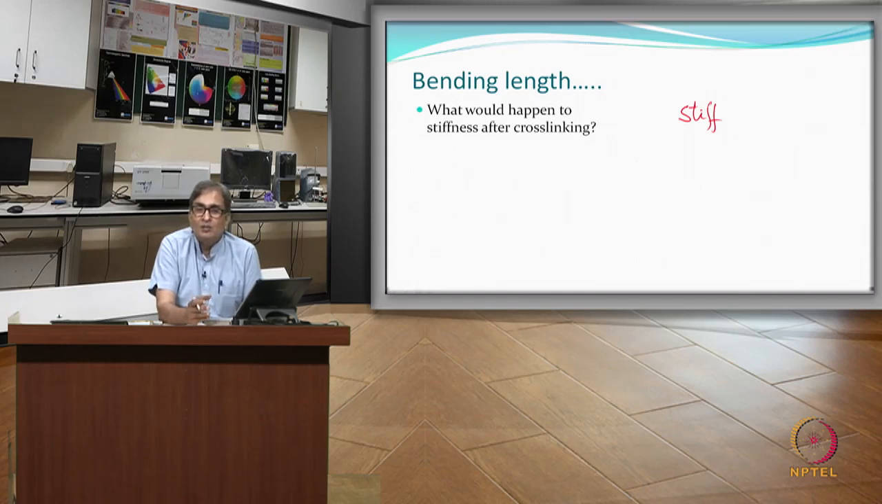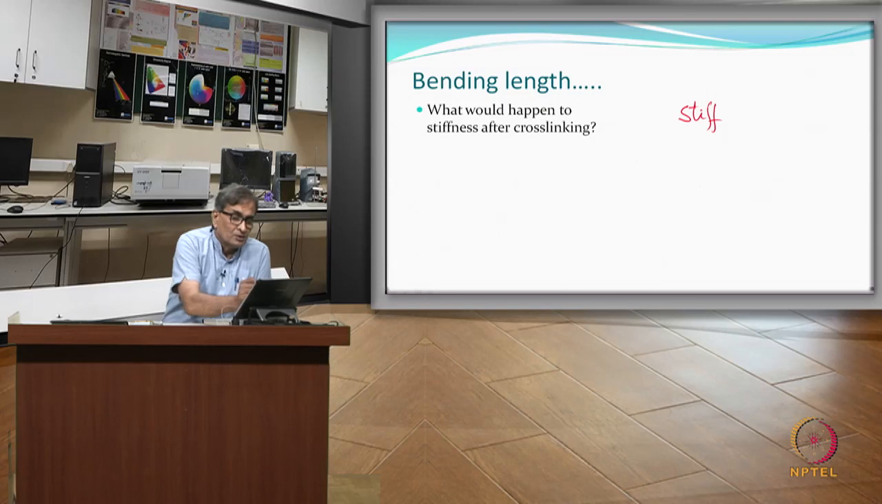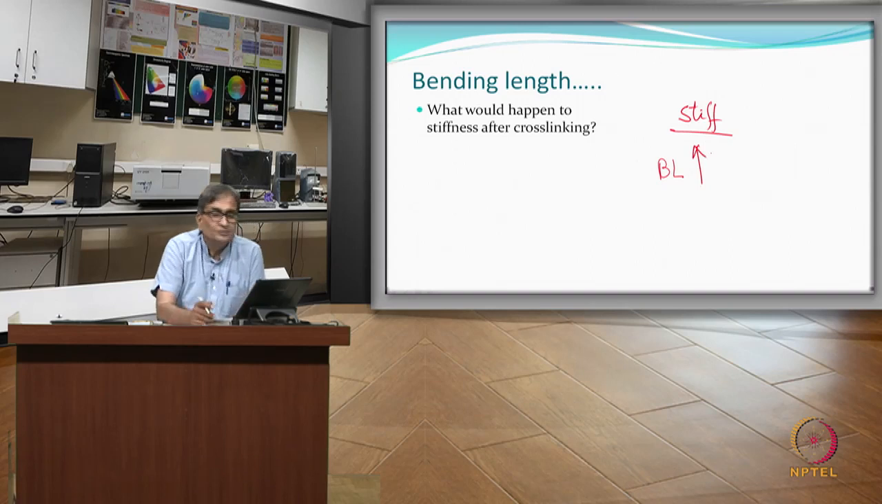Now, you have to define how much stiffness is acceptable. Based on that you would say how much add-on should be there, and so one would consider this an important property. So, fabric will become stiffer and the bending length would increase, right or no? Yes, bending length would increase.